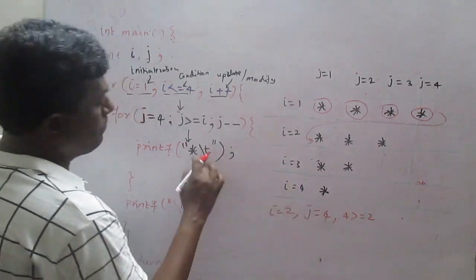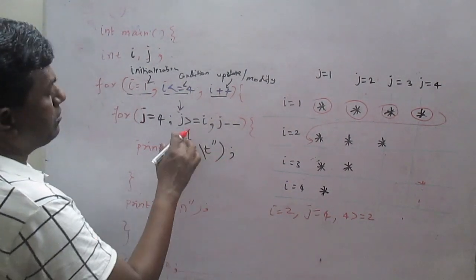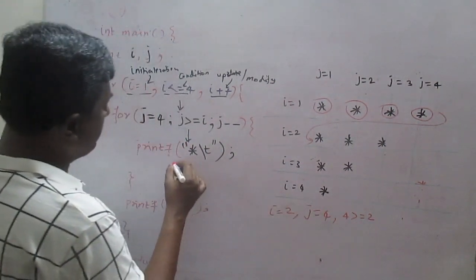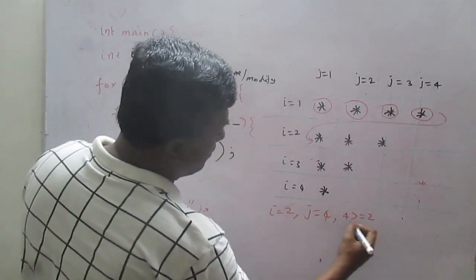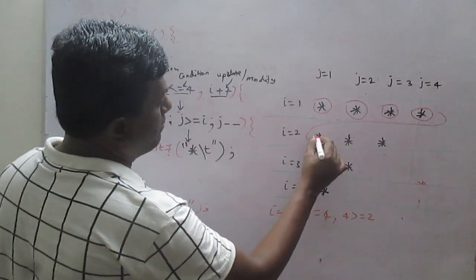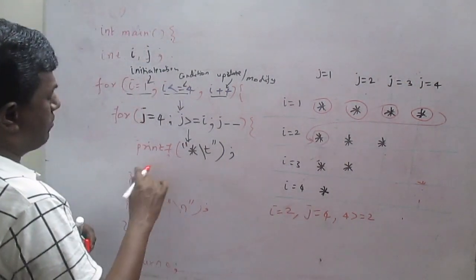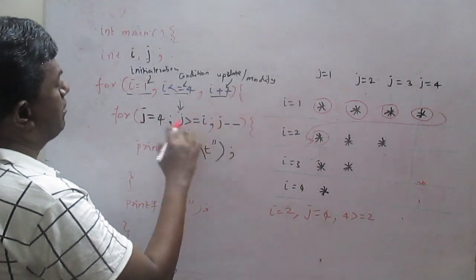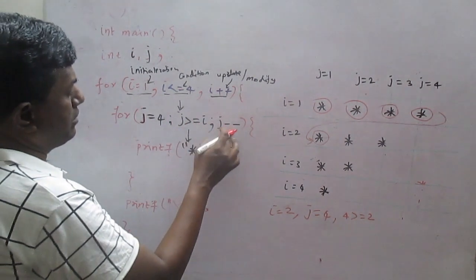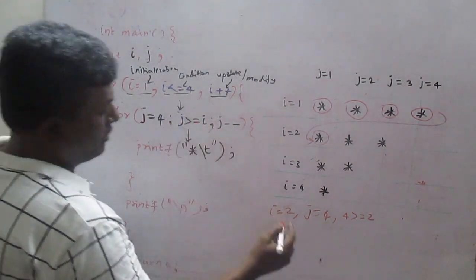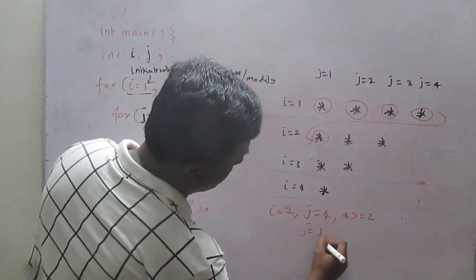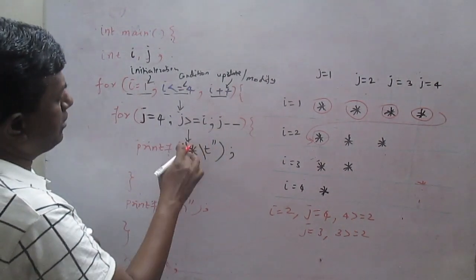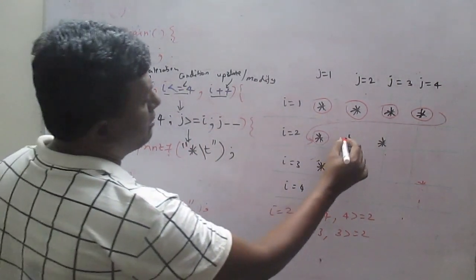Now 4 greater than or equal to 2, so the condition is true. We are entering here, and we are printing the first star. Then we are going back and doing the decrement. Now j is 3, from 4 to 3. So 3 greater than or equal to 2, the condition is true. Then again we enter here and print the star.